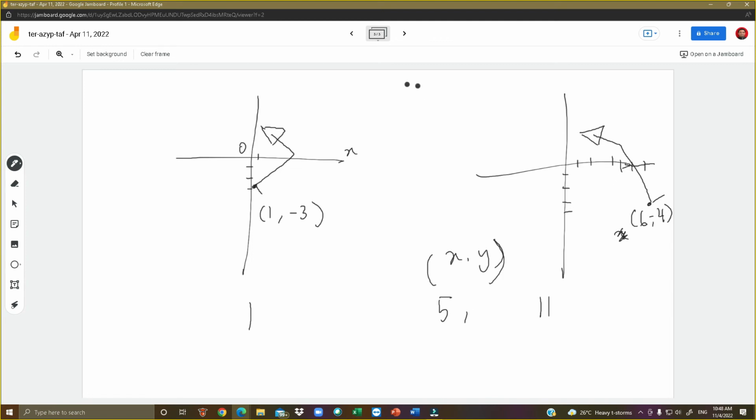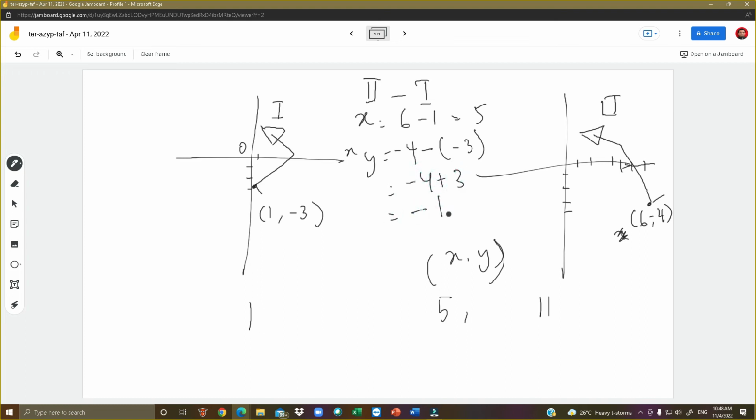Don't get a headache. Okay, this one is the second phase. This one is the first phase. So if we try to find the difference, it will be second phase minus first phase. For X, it will be 6 minus 1 equals 5. For Y, it will be -4 minus -3. So it becomes -4 plus 3. It becomes -1.